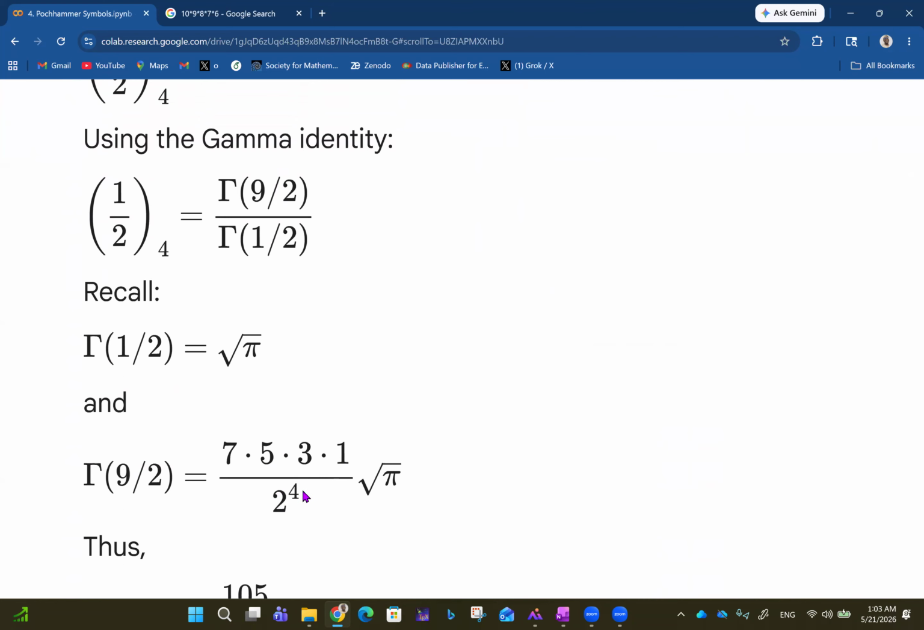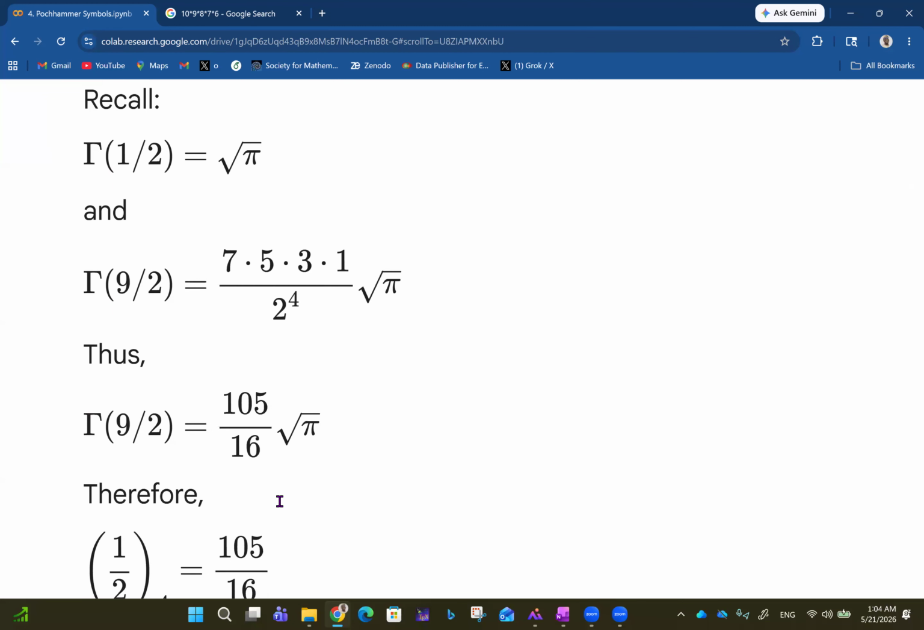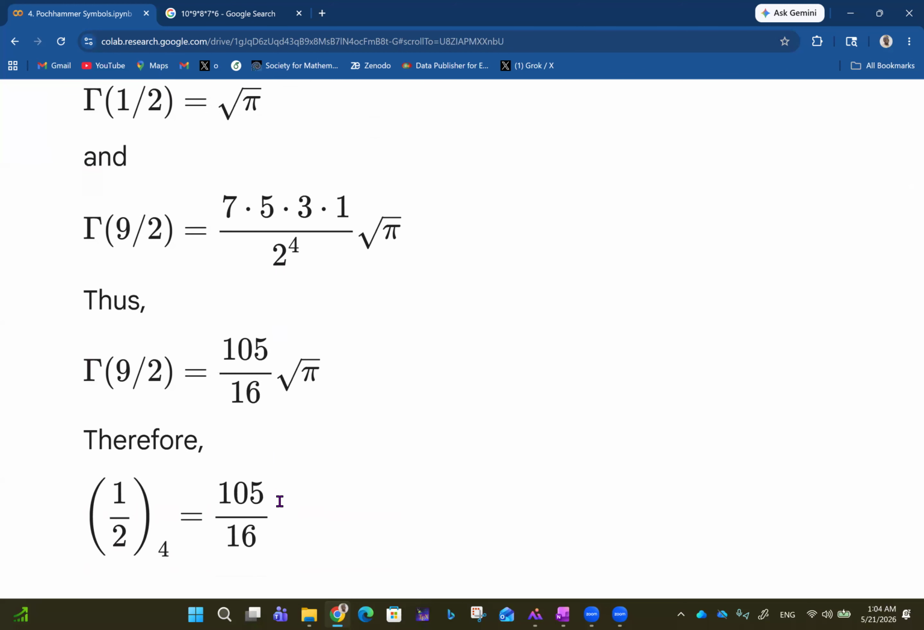All right. Then 2 raised to the power 4. So in fact, root pi is going to cancel root pi. Root pi will cancel root pi, so we just have 7, 5, 3, 2, 1, and then 7 times 5 is 35, 35 times 3 is 105, and 2 raised to the power 4 is 16 root pi. So that just goes like that.